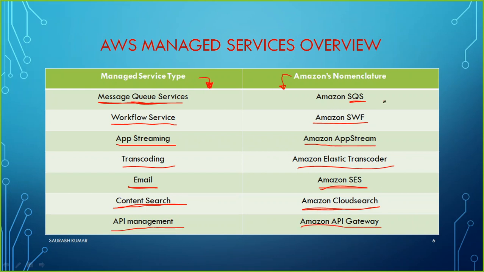So these are some examples of application services offered by Amazon, their names, their nomenclature. I mean, by which name they are available in the market? By which name will you be able to use the service?